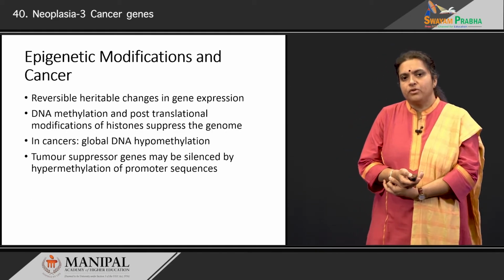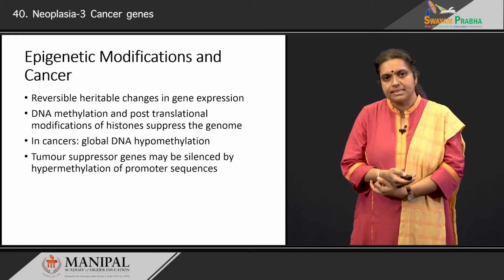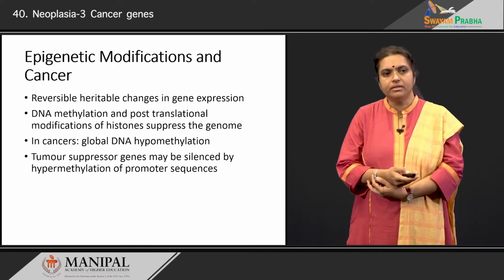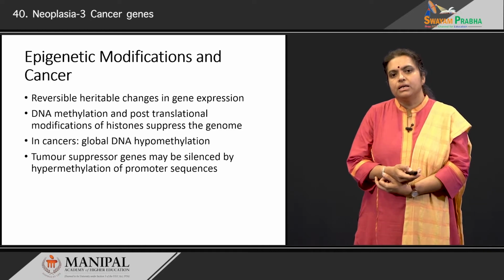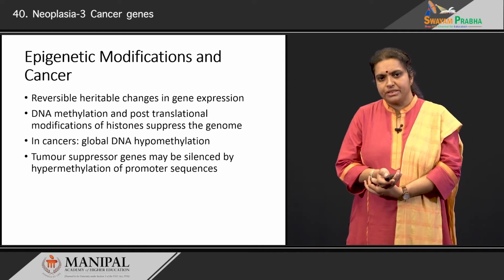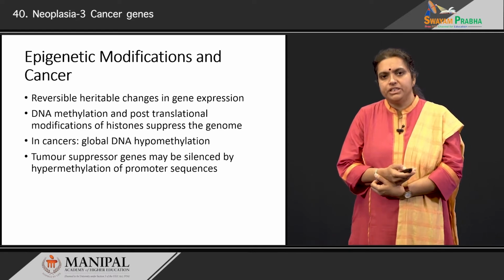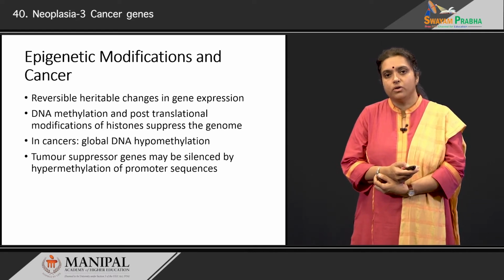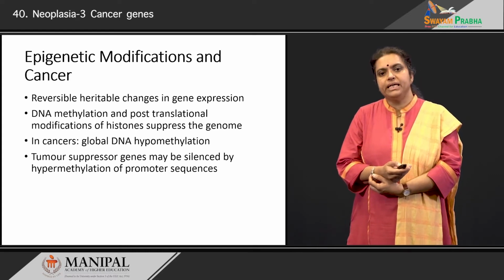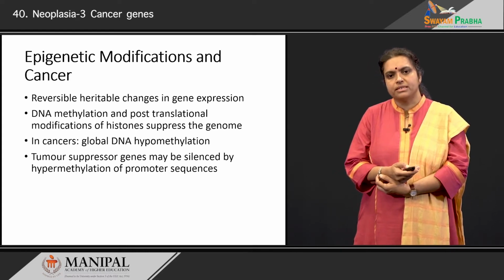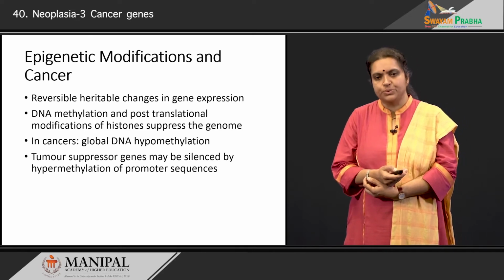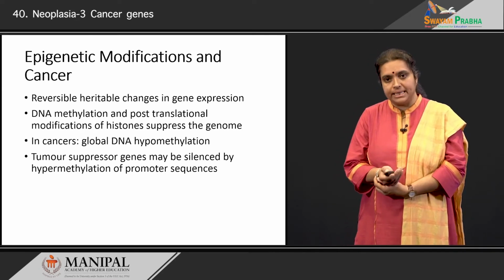The last modification that can occur in cancers is what are known as epigenetic modifications. Now, what are these epigenetic modifications? Normally, there is a large part of the genome that is the non-coding region, and these are all suppressed due to DNA methylation and post translational modifications of histones. This is in a normal cell.